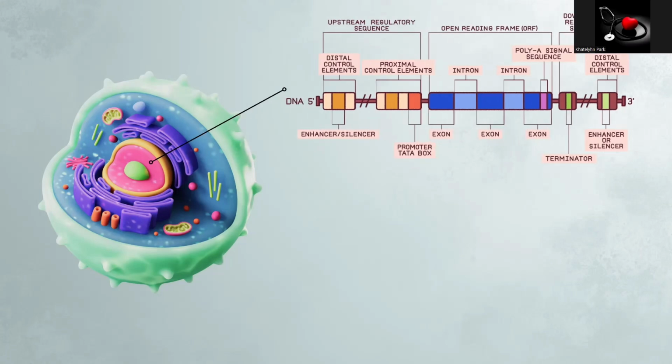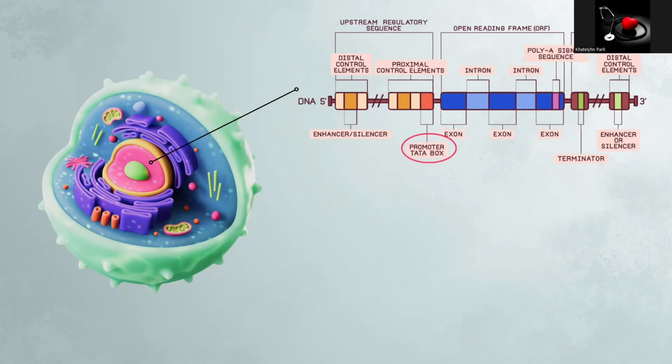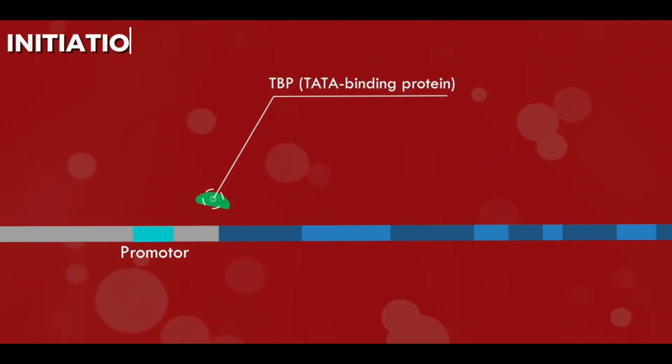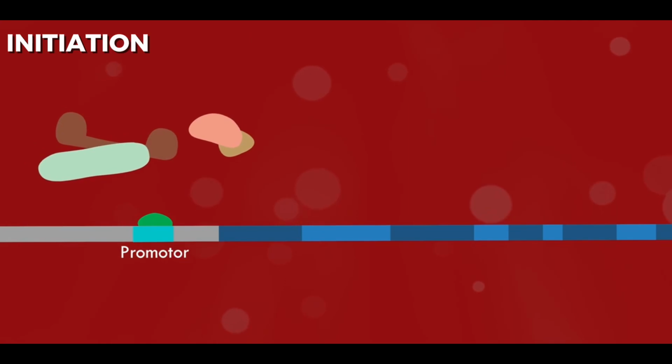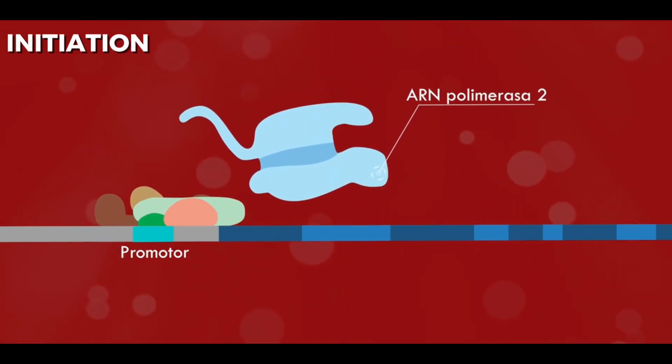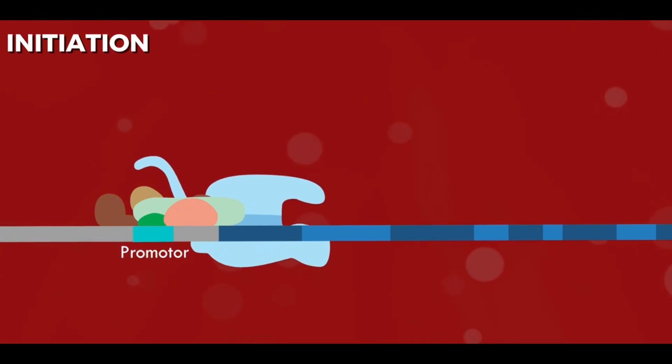The eukaryotic gene contains the promoter region, which contains the TATA box wherein the general transcription factors will bind. The TATA-binding protein detects and binds to the TATA box. This will recruit other GTFs to the region, which ultimately leads to the recruitment of RNAP2.